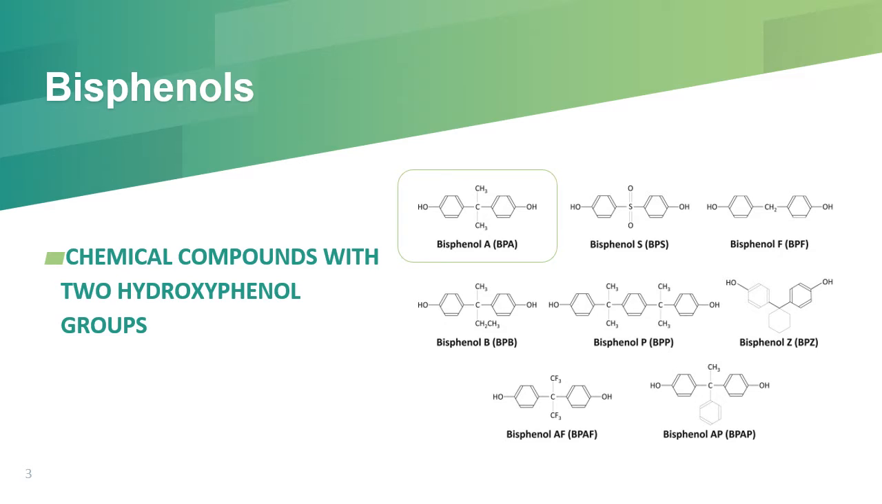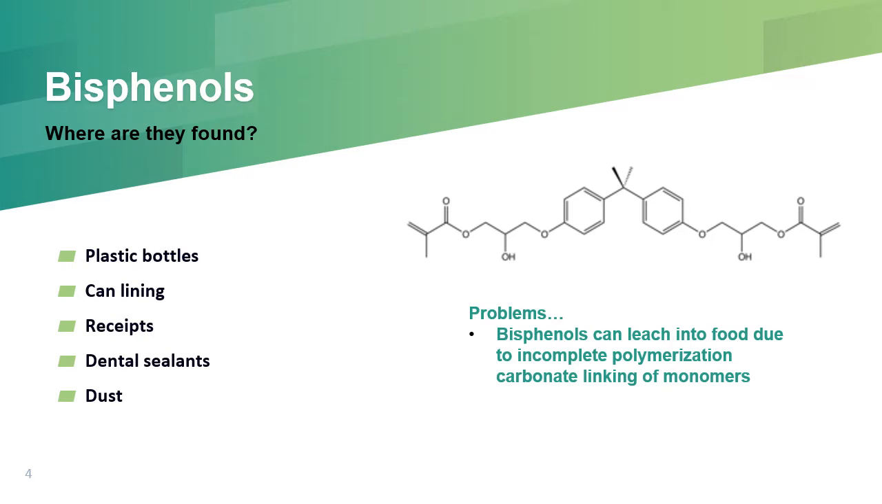Bisphenols are chemical compounds characterized by two hydroxyphenyl groups. There are several types of bisphenols. However, BPA or bisphenol A is the most commonly used and most commonly researched bisphenol. They can be found in plastic bottles, in can linings, in receipts, dental sealants, and dust, to name a few, as it is used in the manufacturing of these products. However, bisphenols pose a problem since they can leach into food due to incomplete polymerization of the monomers.